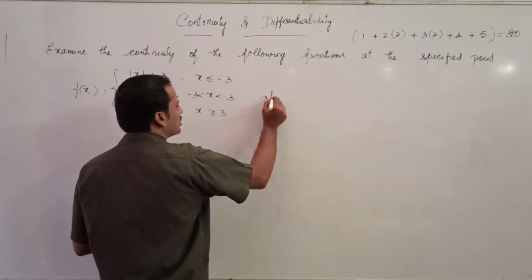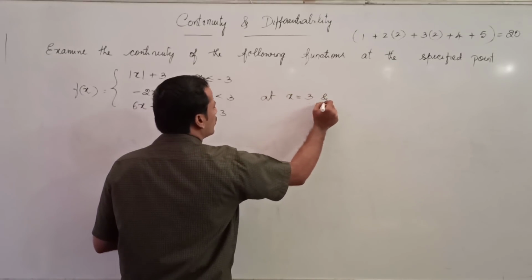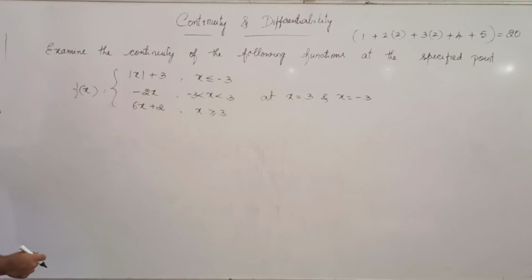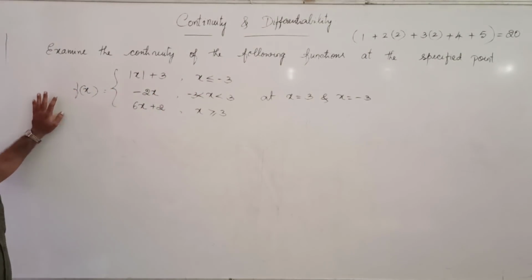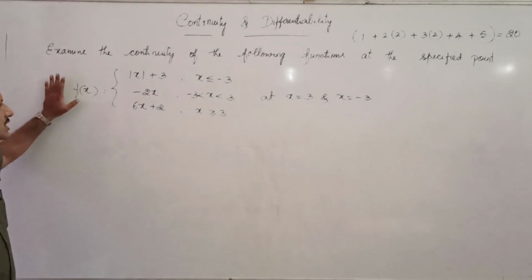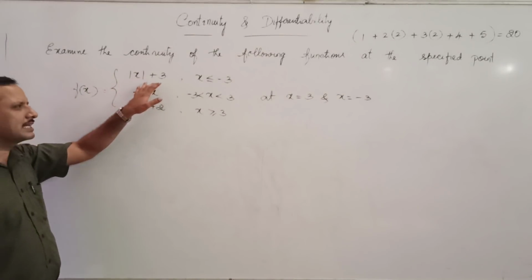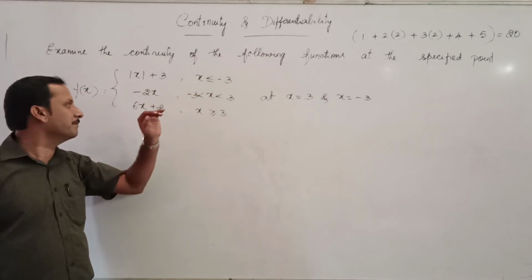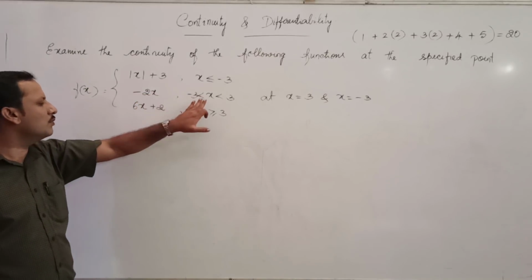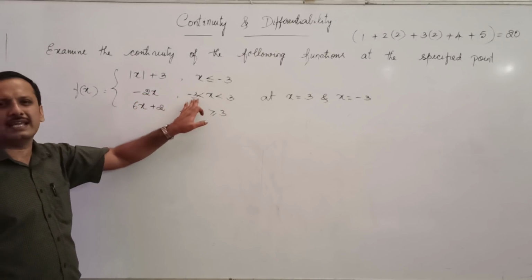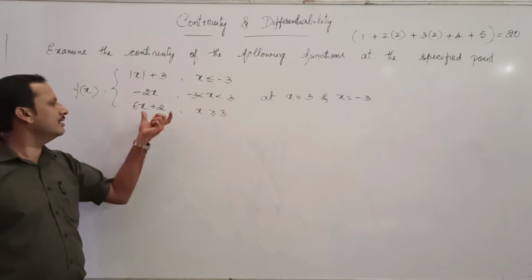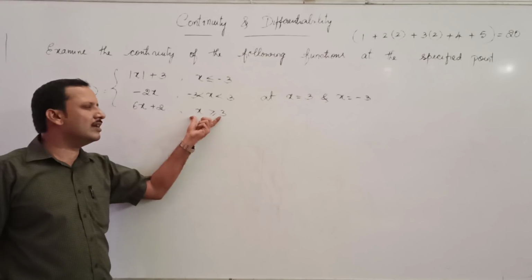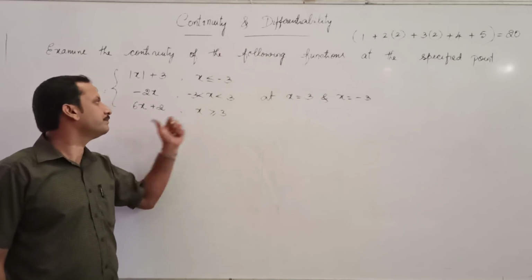Now here we are asked to check the continuity at 2 points, at x equal to 3 and also at x equal to minus 3. Okay. So the function is defined like this. It is mod x plus 3 whenever x is less than or equal to minus 3, and it is minus 2x when x is greater than minus 3 but less than 3, and it is 6x plus 2 whenever x is greater than or equal to 3.